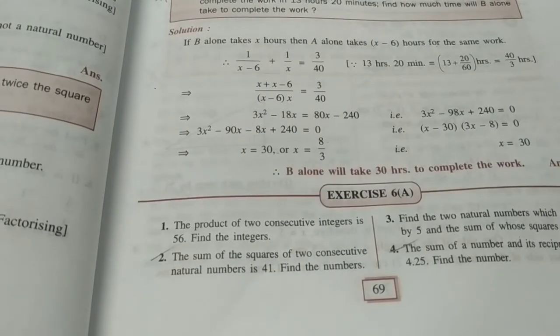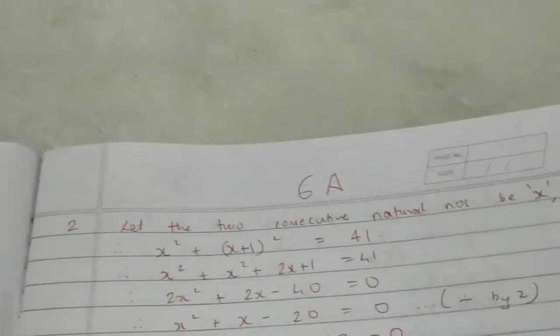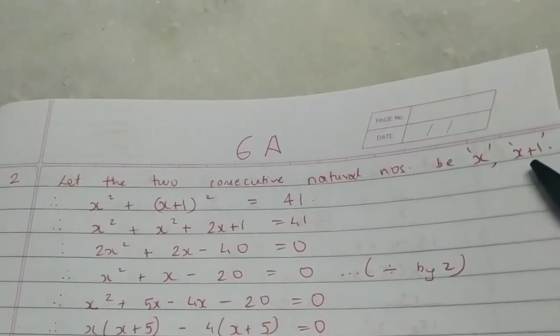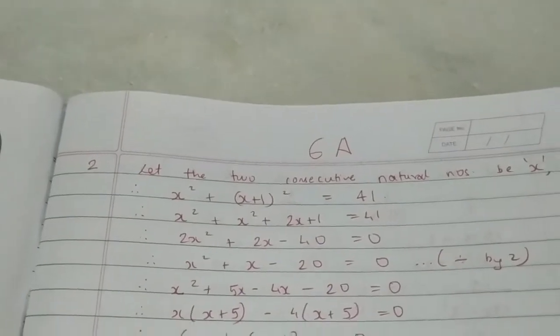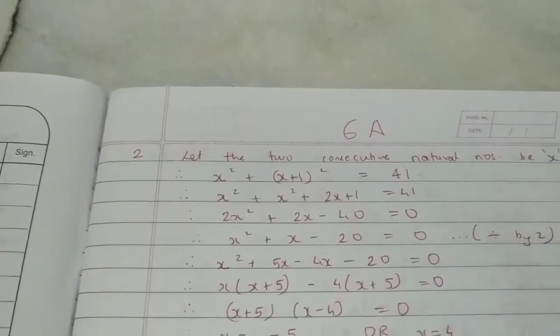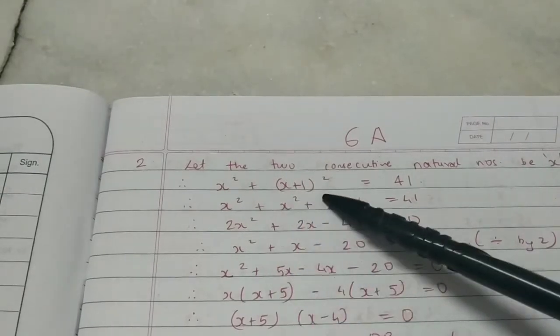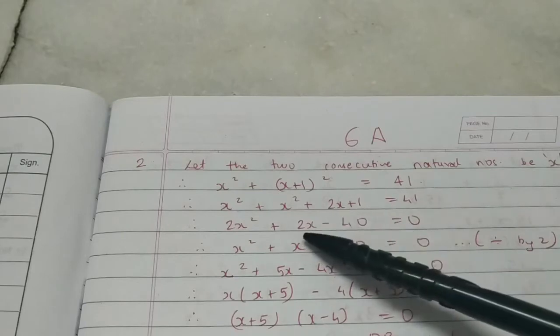The sum of the squares of two consecutive natural numbers is 41. So we'll assume the two consecutive natural numbers to be x and x plus 1, and the sum of their squares is 41. So that's how we get the quadratic equation. Now when you open the brackets, if you use the formula a plus b the whole square, we get a square plus 2ab plus b squared.